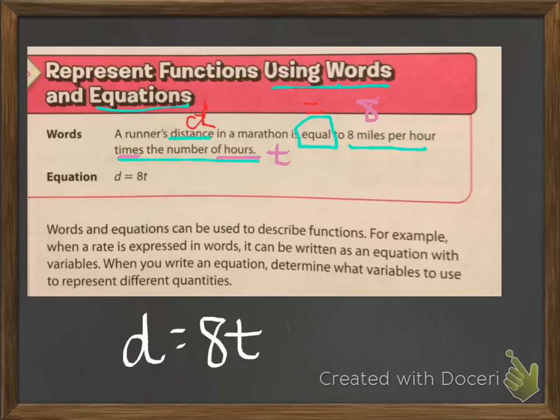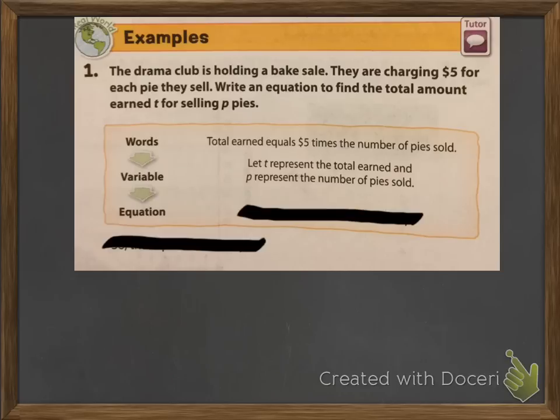And it says words and equations can be used to describe functions. For example, when a rate is expressed in words, it can be written as an equation with variables. When you write an equation, determine what variables to use to represent different quantities. Just a reminder, don't black out the equation portion. The 2 lines that I blacked out, you don't need to do that. I just do that so that the answer isn't staring us in the face.